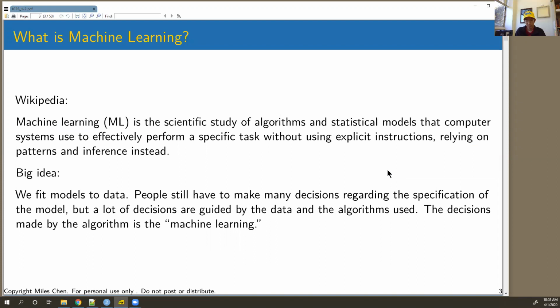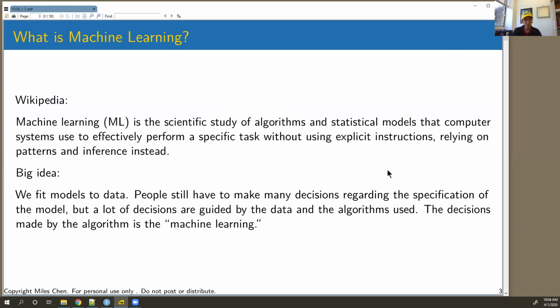Okay, so what is machine learning? If you go to Wikipedia, there's a whole bunch of articles about machine learning, and it says machine learning is the scientific study of algorithms and statistical models that computer systems use to effectively perform a specific task without explicit instructions, relying on patterns and inference instead. So there's a lot to parse through there.